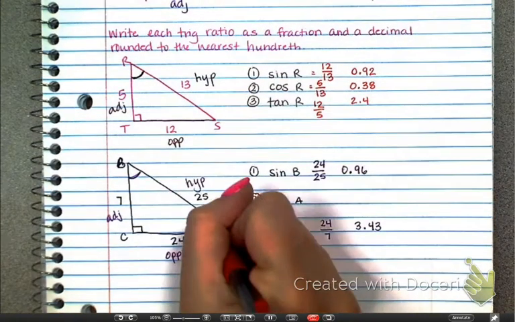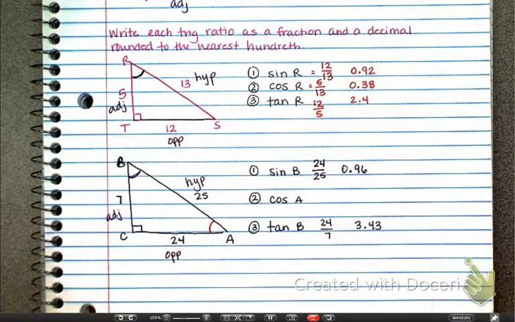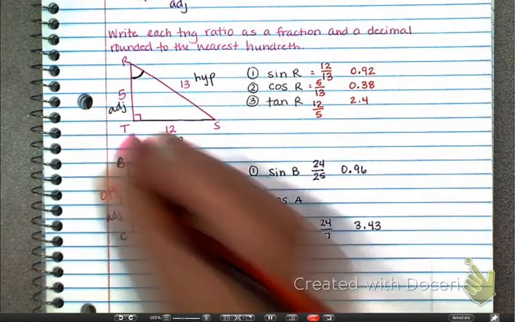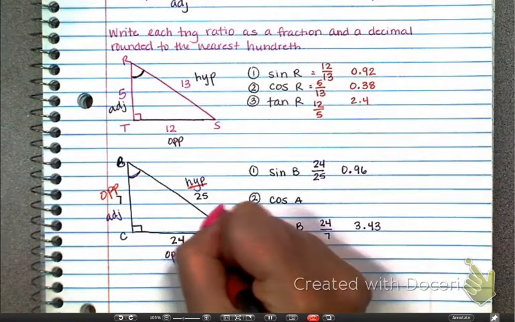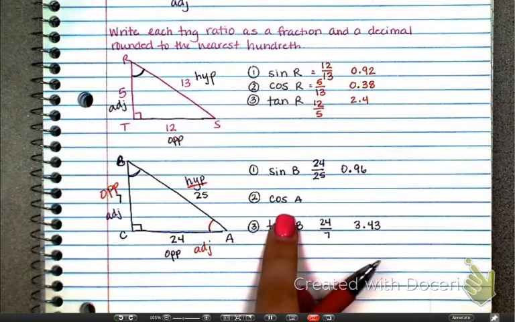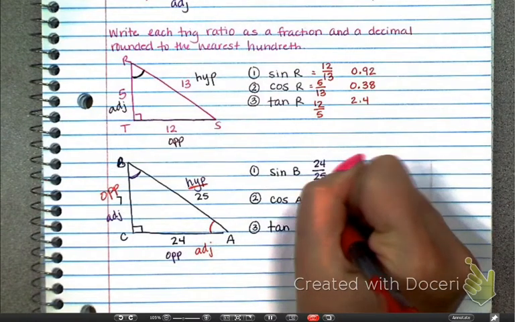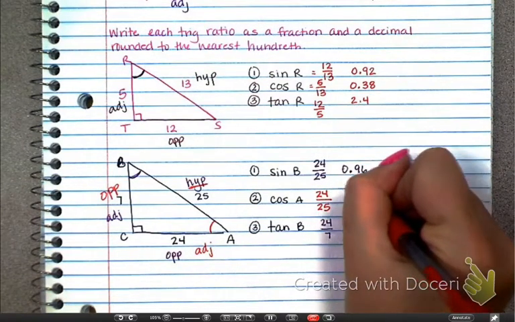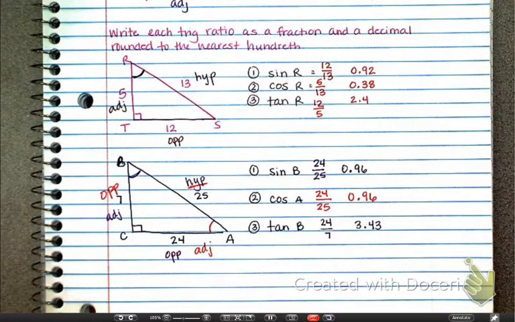Now for number 2, since A is now my reference angle, I have to switch things up a bit. The hypotenuse is still the same, that doesn't change. But now what's my opposite side? The 7, that's BC. And my adjacent side is the AC. Did you do that? Did you change your reference angle on the sides? Yeah? So for cosine, what do I need? Adjacent and the hypotenuse. So 24 over 25, which means my answer is 0.96. Did you switch that up?